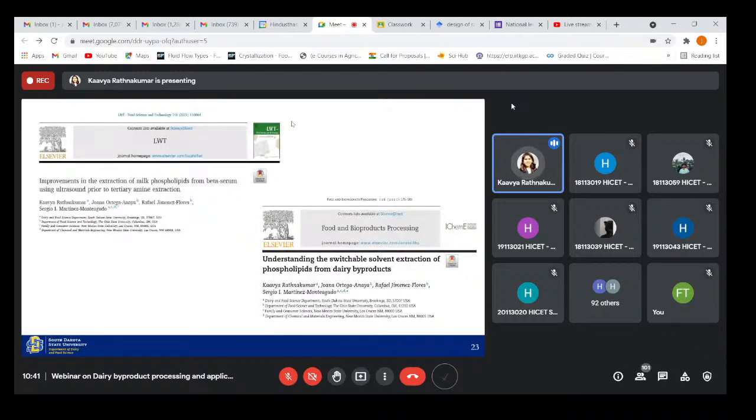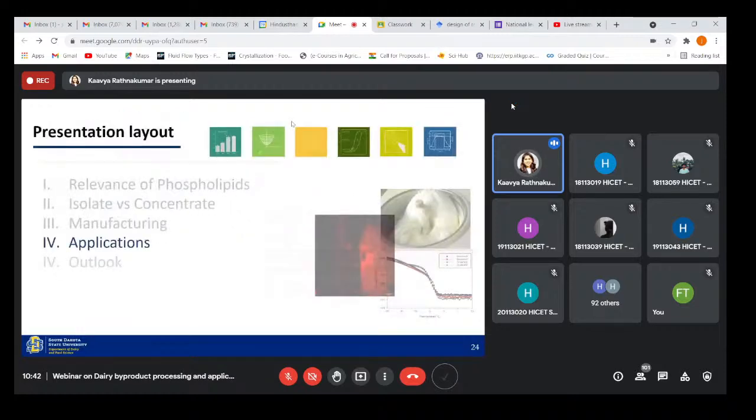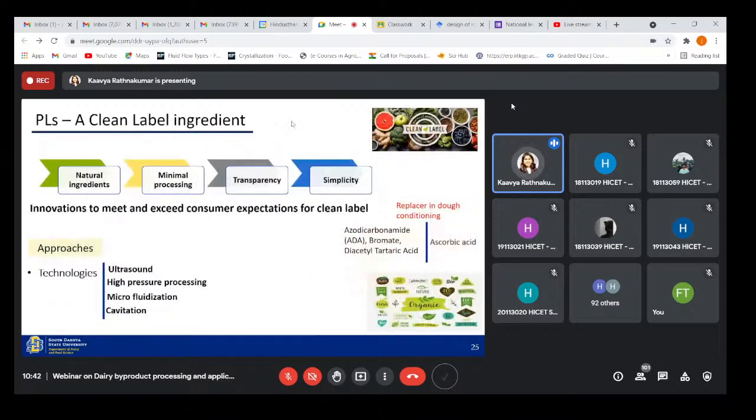Further, these are some research papers from my study, and if you need them for further reference, you can go through these papers. Further, moving into applications.